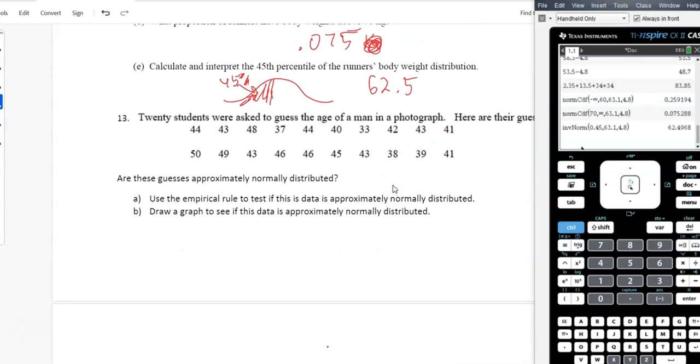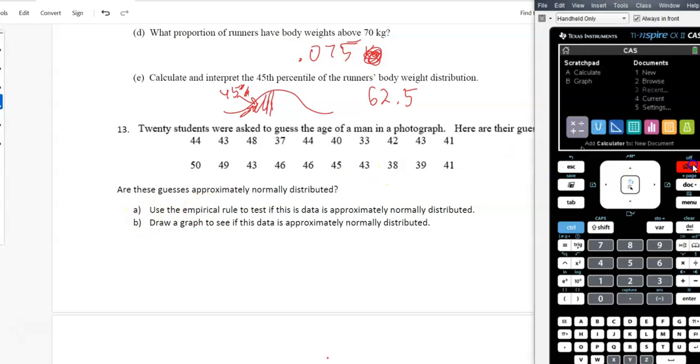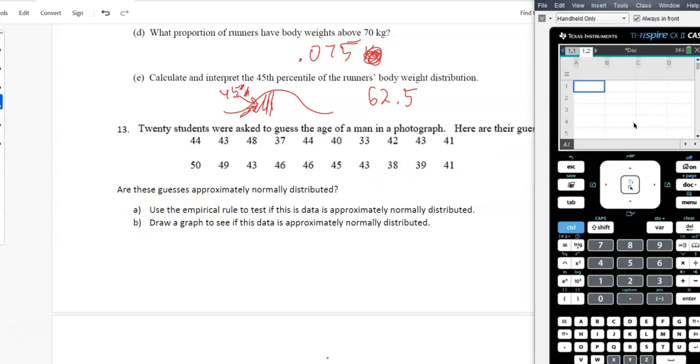Okay, last one. So 20 students were asked to guess the age of a man in a photograph. Here are the guesses. Are these approximately normally distributed? So we're supposed to use two ways of doing this. So one way is use an empirical rule. Another one's draw a graph. So let's just type in our data into our calculator first. So you go up here and this is age, I guess, so ages. Type in the order they appear in here.